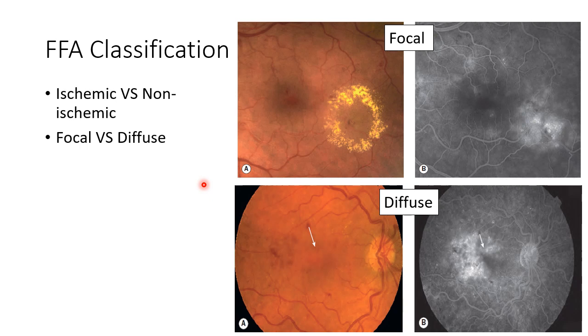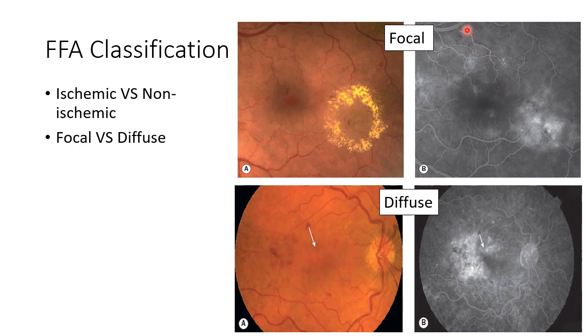In the antecubital vein of the arm, the fluorescein dye is injected, and then these fundus pictures are taken with the help of a special camera. These are the FFA pictures. This is a normal color fundus picture, and this is an FFA picture. There is a special camera for this.